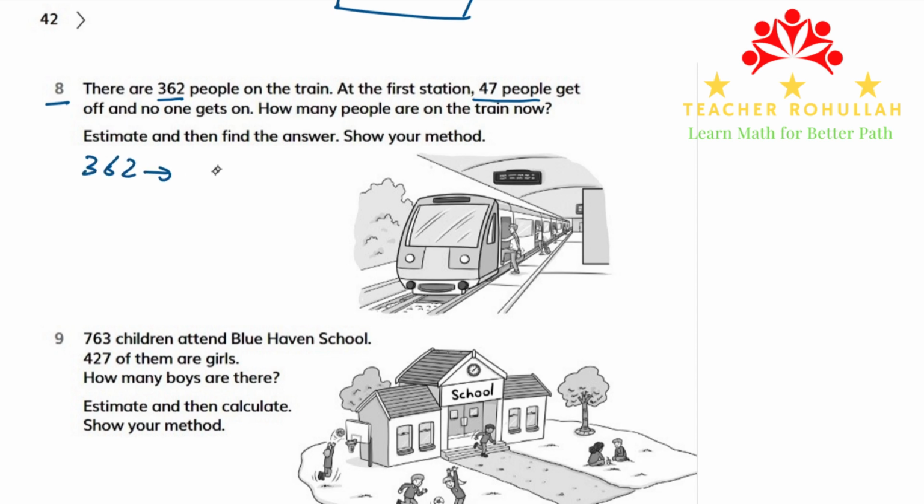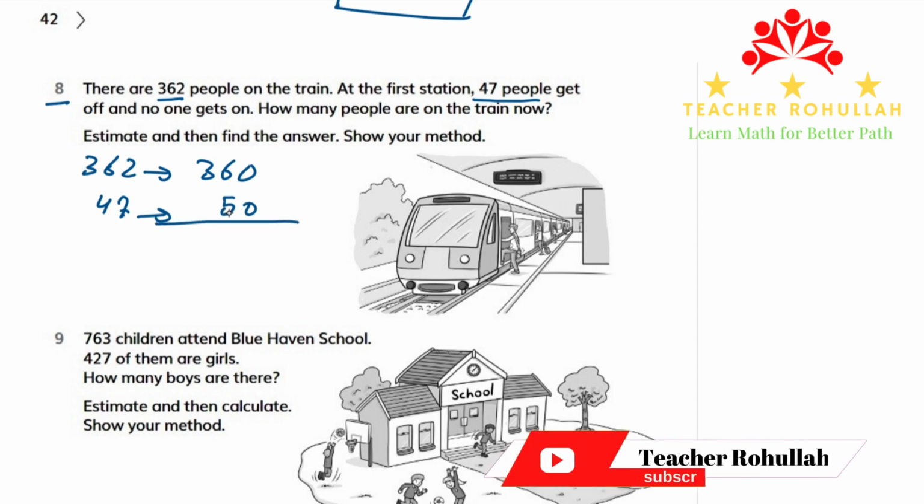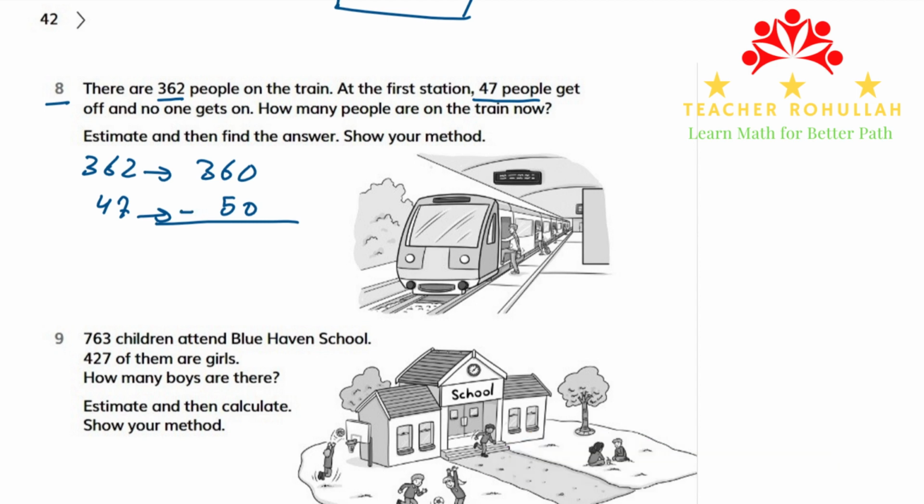362 rounds to 360 when we round to the nearest 10, and 47 rounds to 50 when we round to the nearest 10. So we have to subtract 50 from 360 to find out how many people will be left in the train. 0 minus 0 is 0, 6 minus 5 is 1, and 3 minus nothing is 3. So the estimated number of people left in the train is 310.